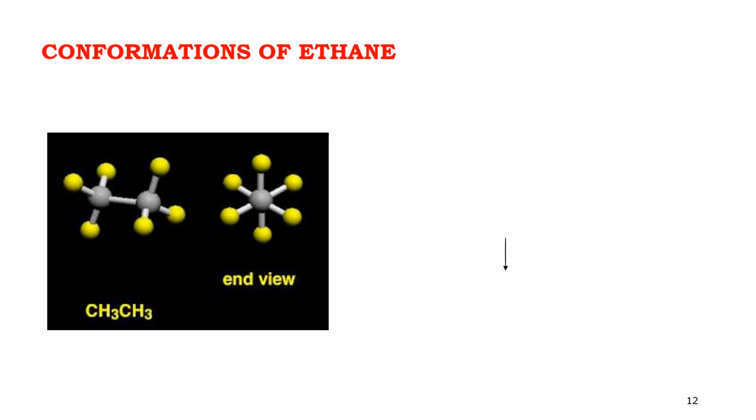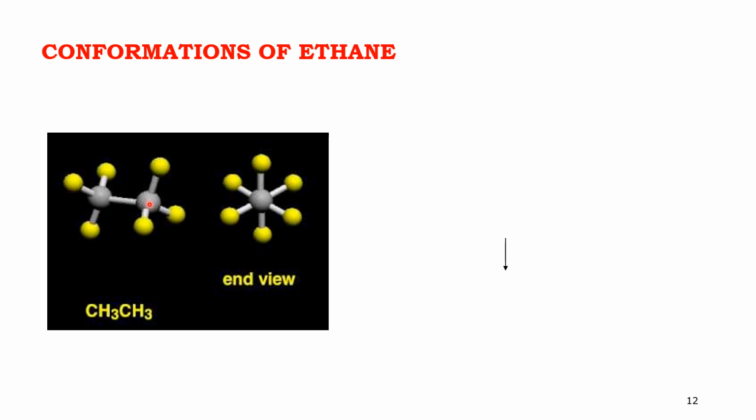Now we move to the conformations of ethane. We know the ethane molecule is C2H6, so it could be represented like this. This is the first carbon atom and this is the second carbon atom. Each carbon atom has 3 hydrogen atoms, and there is a carbon-carbon single bond here. And this carbon-carbon bond could easily undergo rotation.